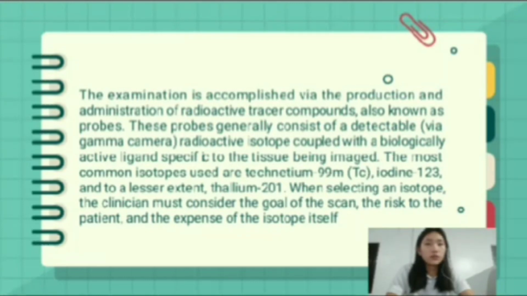of the isotope itself. Technetium-99 has a half-life of 6 hours and high photon flux, leading to shorter scan times and lesser radiation exposure to the target organ. This allows the administration of higher tracer doses, providing clear images without significantly increasing radiation exposure to the patient.